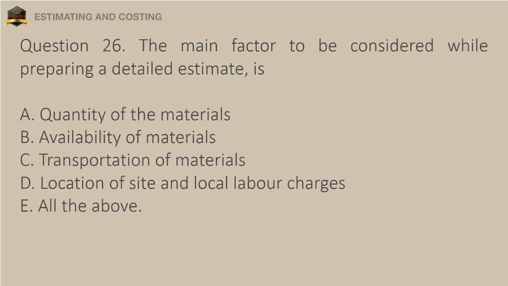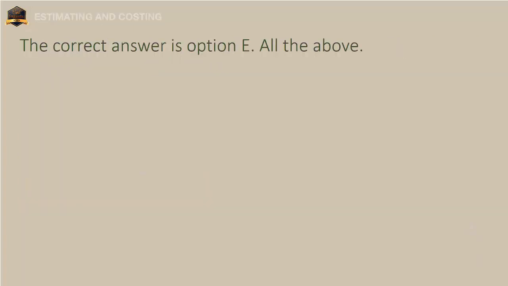Question 26. The main factor to be considered while preparing a detailed estimate is A. Quantity of the materials. B. Availability of materials. C. Transportation of materials. D. Location of site and local labor charges. E. All the above. The correct answer is option E. All of these.